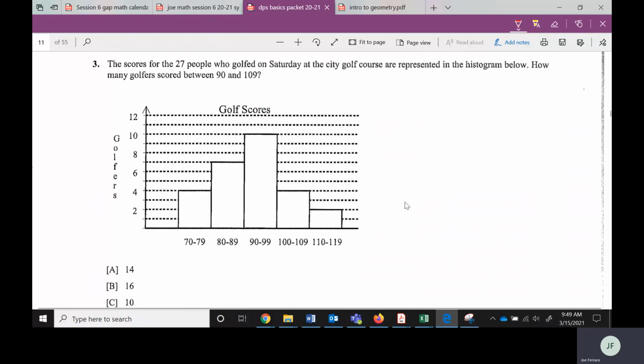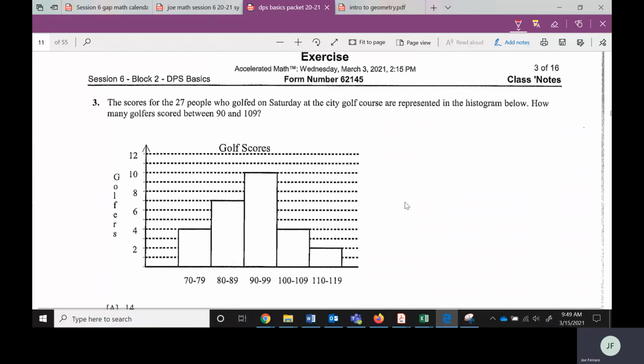Number 3 won't take as long. I'm not even going to do the whole problem. I'm going to give you a hint. Some of these I'm just going to get you started, and you're going to find the answer and check the answers in the end of the section.